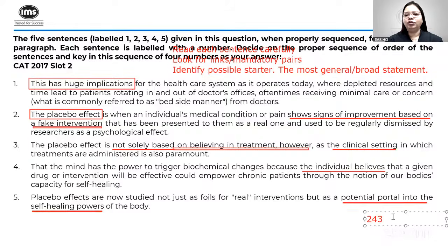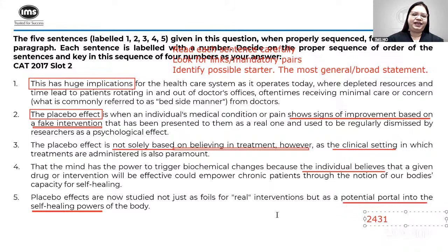Now, 1 I know should come at the end because it's talking about this idea that you can make people heal themselves by just making their minds believe they are being treated. So they're actually self-healing. It has implications for the healthcare system, especially where there are very few resources, where the system is depleted, there are not sufficient doctors, etc. So it has great implications, consequences for a weak healthcare system that we have.